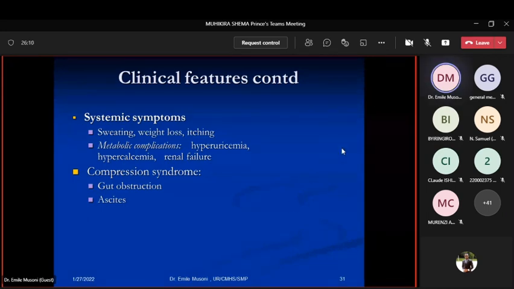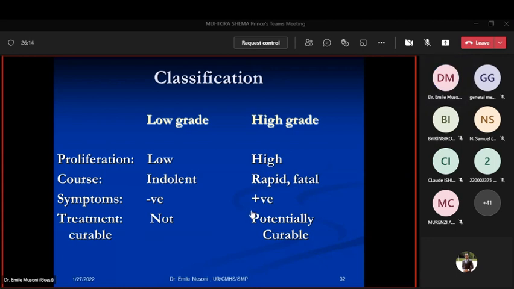For the classification, they have low and high grade. Low grade, you don't see the symptoms clearly, and it is not treated as urgently, whereas high grade are potentially curable.